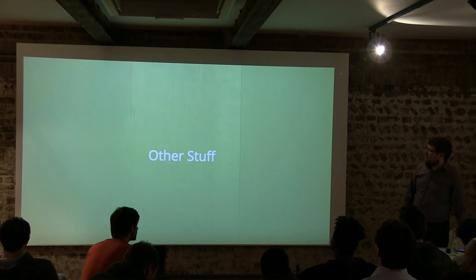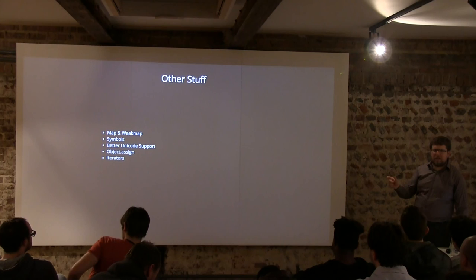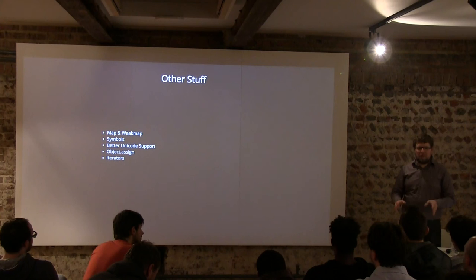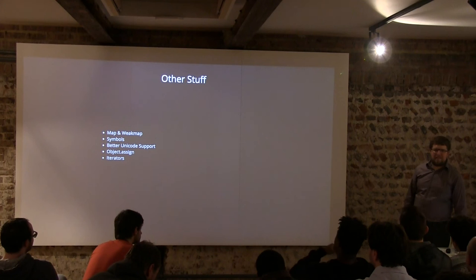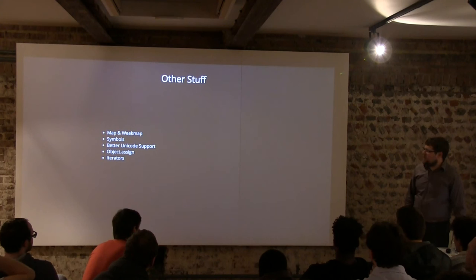I'm almost done. There's other stuff I didn't talk about. There's maps and weak maps, which are like objects, except the keys don't have to be strings. And weak maps don't hold on to stuff, meaning the garbage collector doesn't hold on to it, which, if that sounds like something you want, then that's cool. If you don't know why you want that, you probably don't want it. It's really useful in some very rare situations. Also symbols, which I mentioned a little bit, if you like unique keys. There's better Unicode support, it's not much better, it's still crazy. I'll tell you a whole story about Unicode and JavaScript if you want later on.